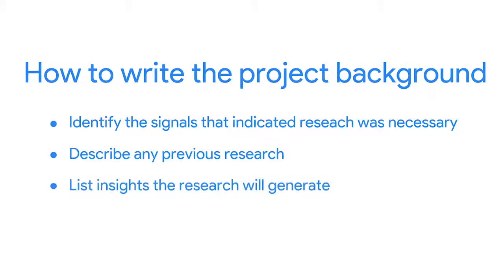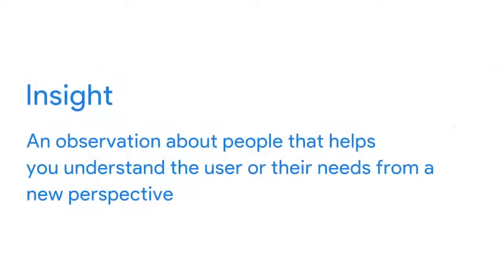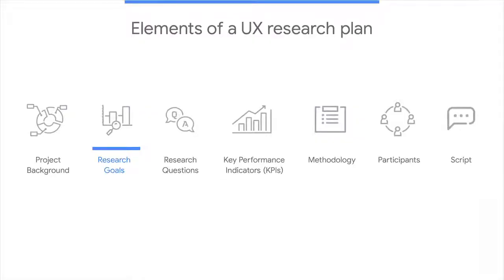Lastly, list insights the research will generate. An insight is an observation about people that helps you understand the user or their needs from a new perspective. A great insight inspires clear action and uses simple language. In the project background, include how the insights will be used and what decisions will be made based on those insights. There might be a lot of information, but keep the project background concise so that everyone on your team will read it.